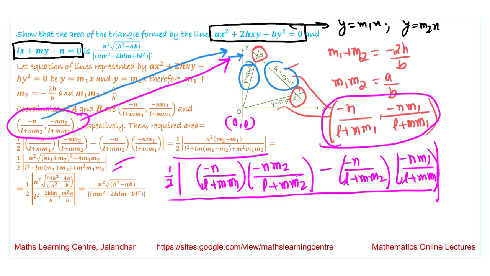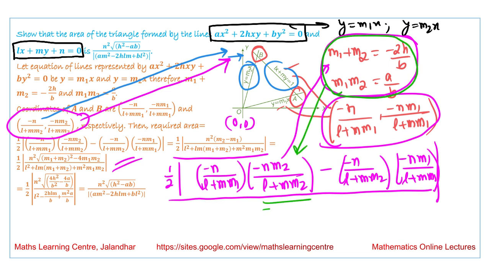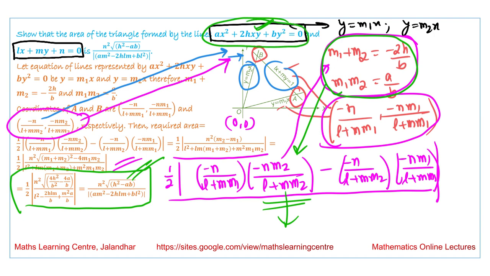You can look at these calculations over here, and you can substitute the value of m1 plus m2. We have these values of m1 plus m2 and m1 into m2. We substitute in these equations, and the final answer we obtain is in this form. So this is the area of the triangle formed by the 3 lines: 2 lines given by this joint equation, and 1 line given by this equation.